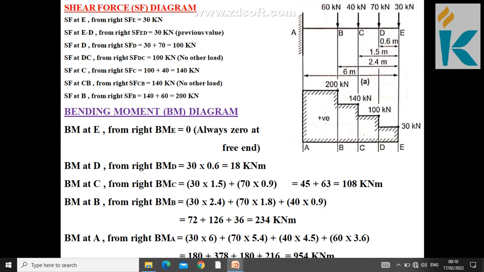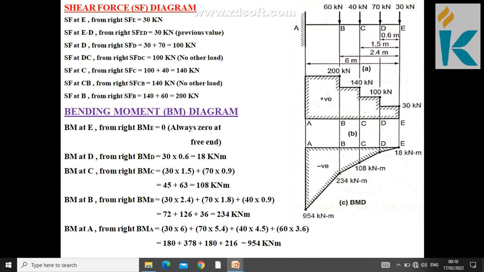Then the last one is bending moment at A from right. That is 30 into 6 plus 70 into 5.4 plus 40 into 4.5 plus 60 into 3.6. So finally you got 954 kilonewton meter. So for that I am going to draw the diagram as usual. You draw the baseline. Here we have to consider all the loads acting towards down, so the diagram should be in the negative portion. So you mark the points 18, 108, 234 and 954 first.